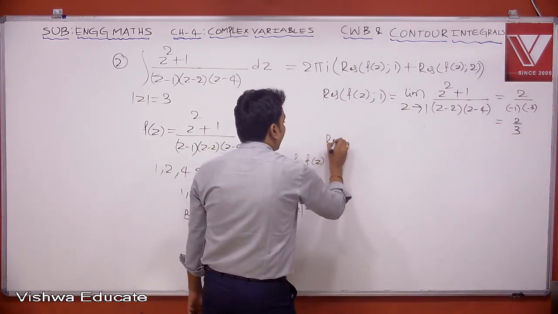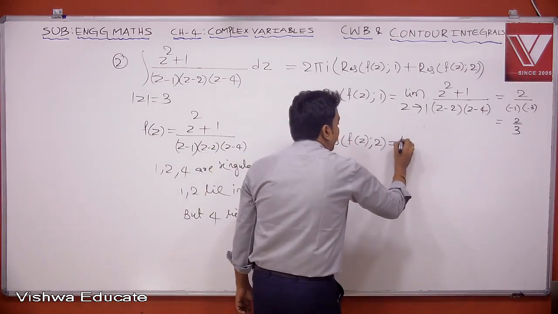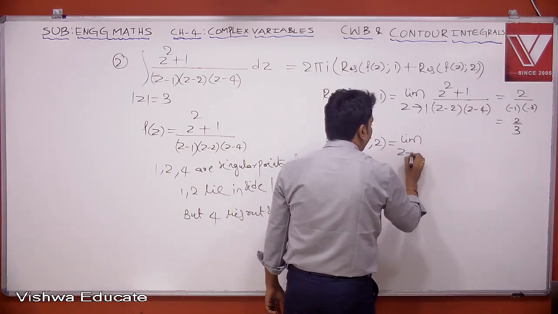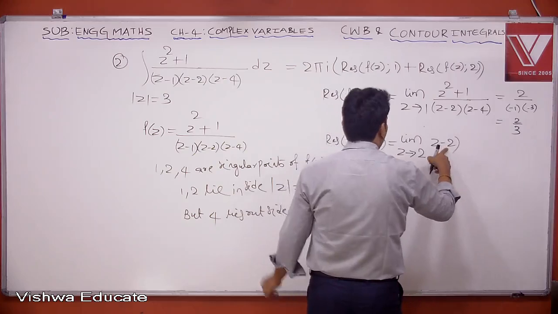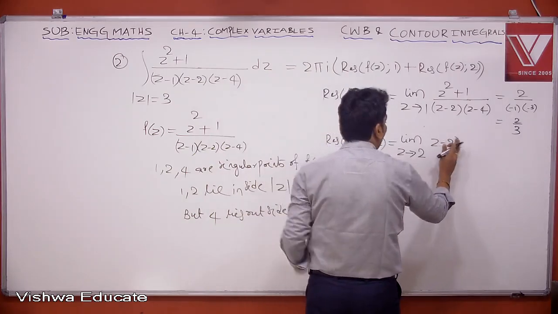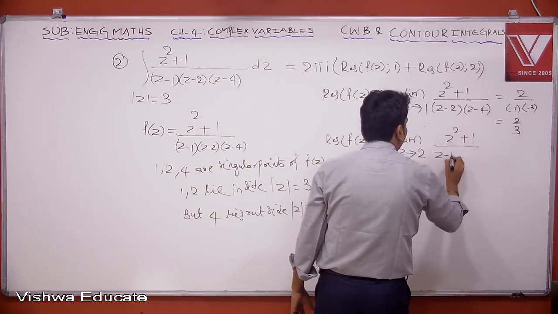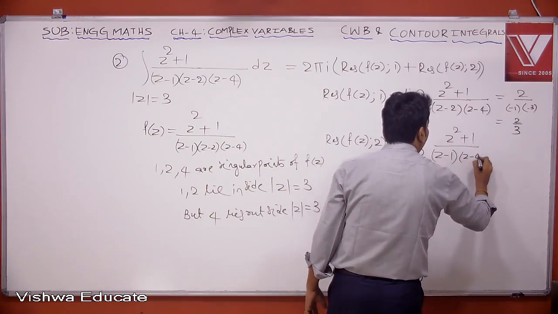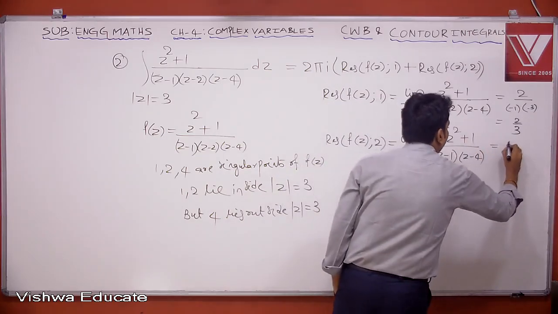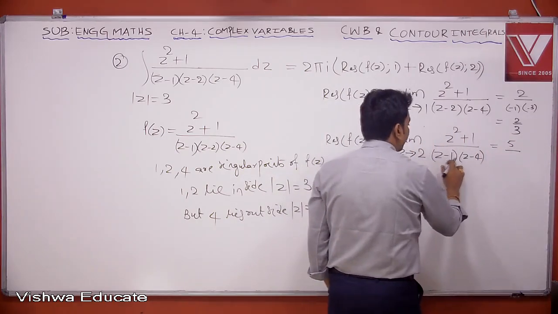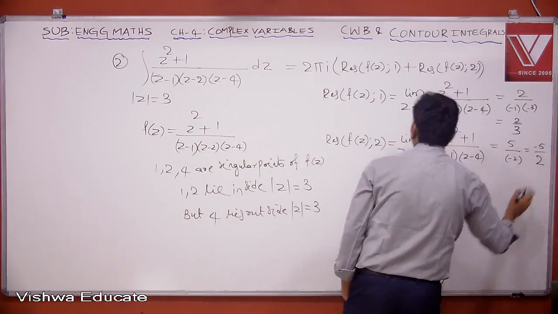Next let us calculate the residue of the same function at the second singular point, that is 2. Here 2 is again a simple pole. So this is limit z tends to 2 of z minus 2 times f of z. Of course z minus 2 will be cancelled with this, so I don't write it. This is z square plus 1 by the remaining part, z minus 1 into z minus 4. Now replace z by 2. This gives 5 divided by (2 minus 1) into (2 minus 4), which is 1 into minus 2. So this is minus 5 by 2.